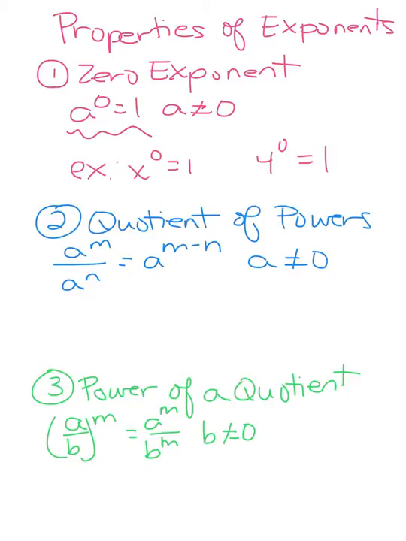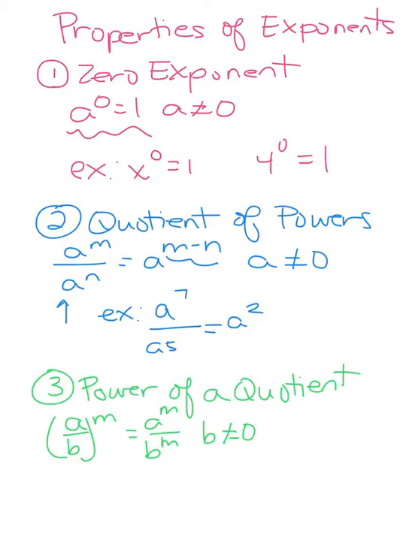Our next property is the quotient of powers. What it says is that if I have a fraction, if I'm dividing, meaning quotient is an answer to a division problem, and my base is the same, I'm simply going to subtract the exponents. So for example, if I have a to the 7th over a to the 5th, I'm going to have a to the 2nd because 7 minus 5 gives me 2.